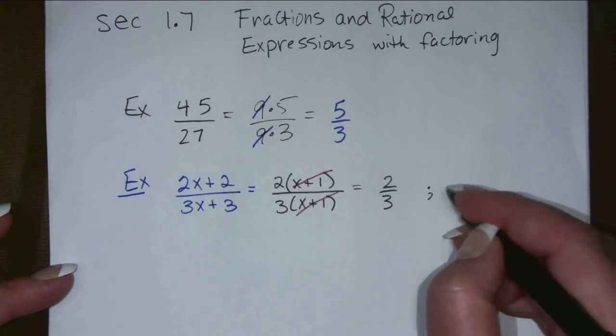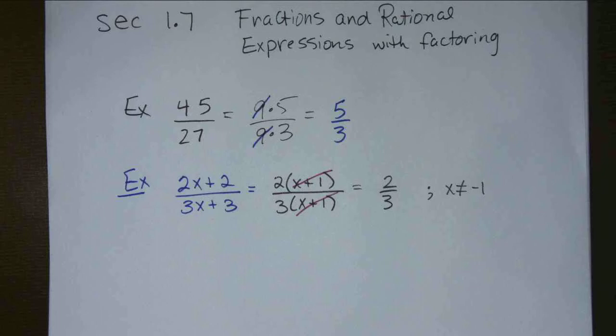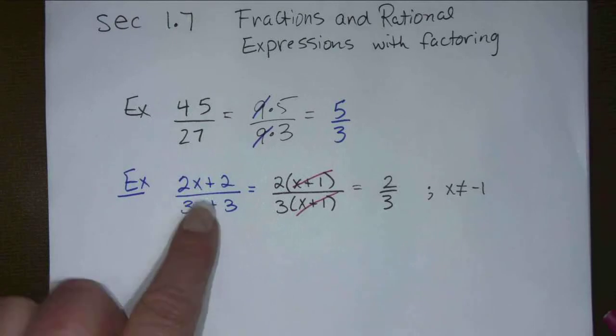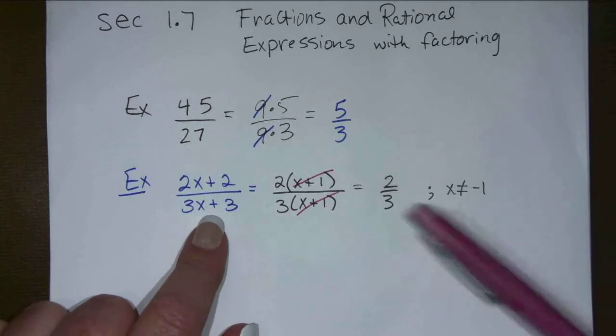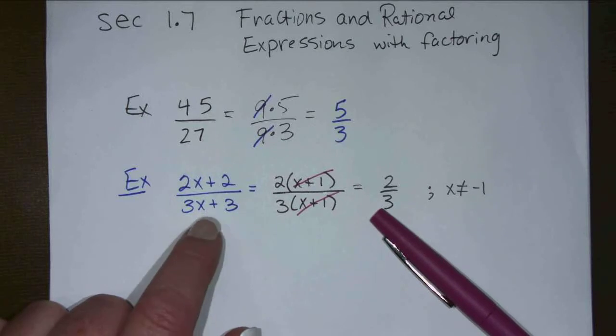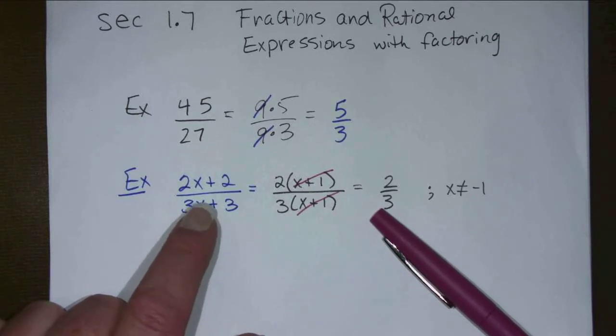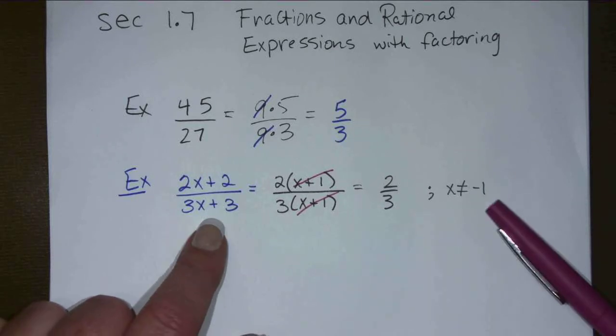Now it's sometimes going to be important to look at, especially in calculus, what numbers didn't work in the original expression, because although this first expression is equal to 2/3, the domain or the x values that work are different now than from the start and the finish. So we did change it by canceling something with an x out. Why am I saying x can't be negative 1? Where did that come from?